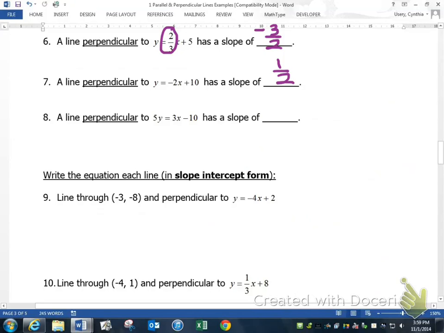On number 8, you first have to solve for y to find the slope. So I would divide by 5, and I would get y equals 3/5 x minus 2.